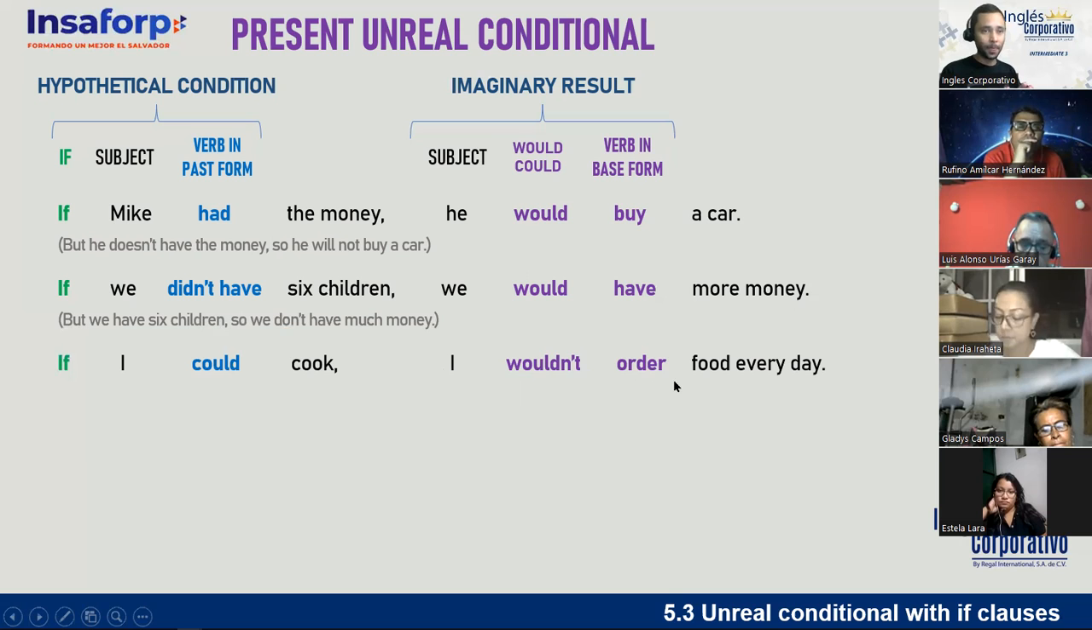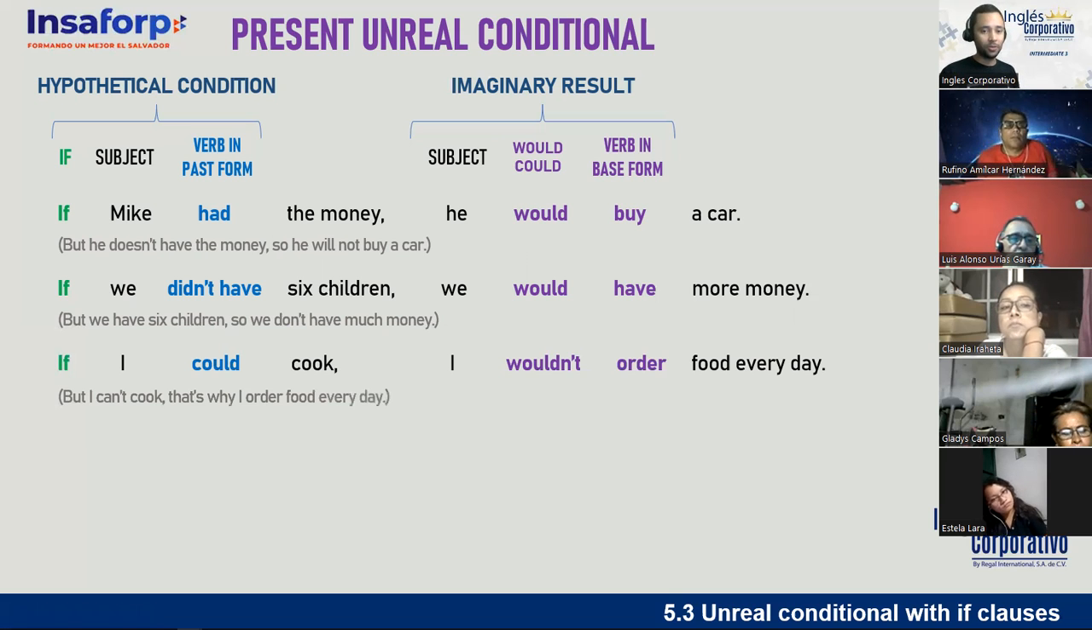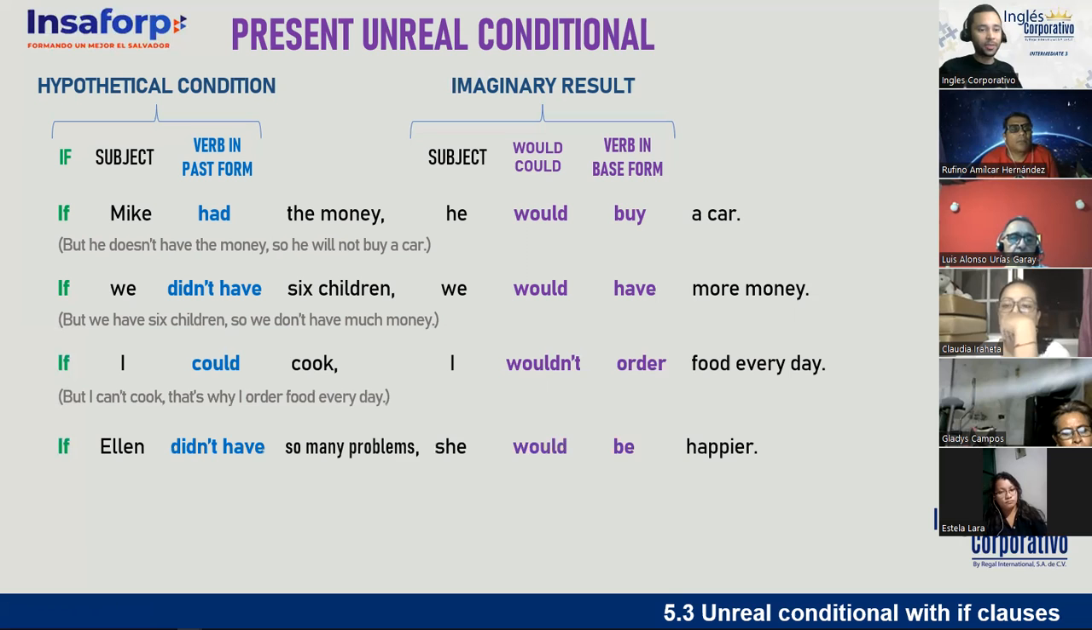Si se fijan, tanto el hypothetical condition puede estar en forma afirmativa como negativa. Y también el result, el imaginary result, puede ser afirmativo o negativo. Si usted quiere volverlo negativo, solo dice wouldn't, como en el ejemplo. If I could cook, I wouldn't order food every day. But I can't cook. That's why I order food every day. That's the reality.